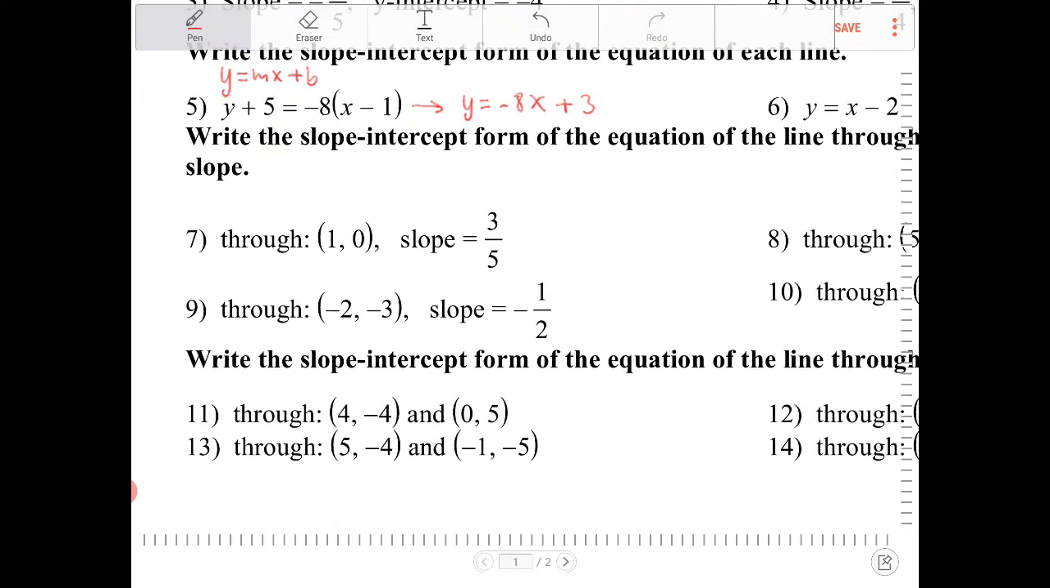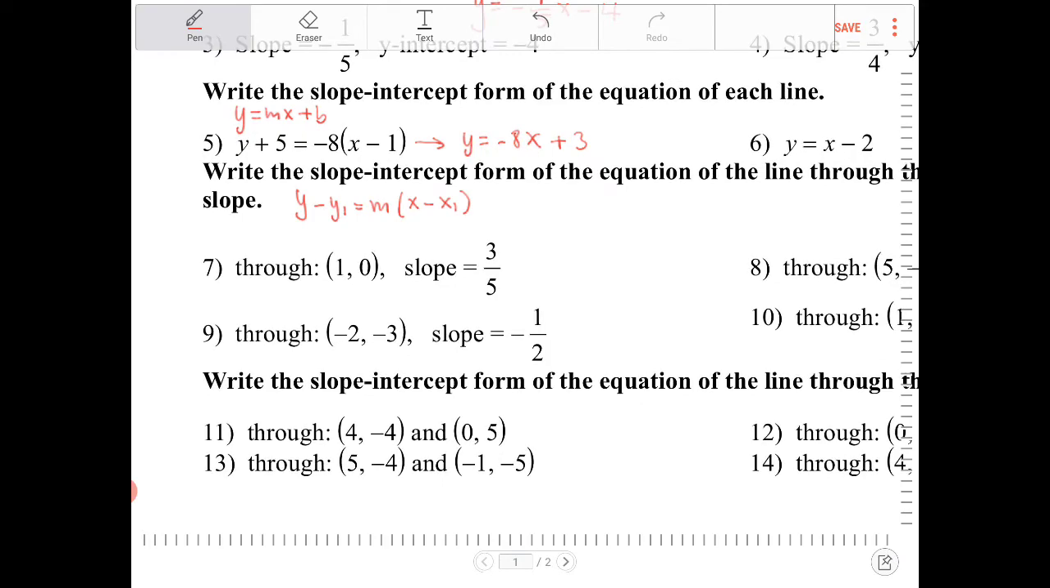Next, write the slope-intercept form of the equation of a line through the given point with the given slope. So, my recommendation is actually to write this in point-slope form first. So the equation of a line in point-slope form is y minus y1 is equal to m times x minus x1. And by writing question 7 into this form, it will look very similar to question 5.